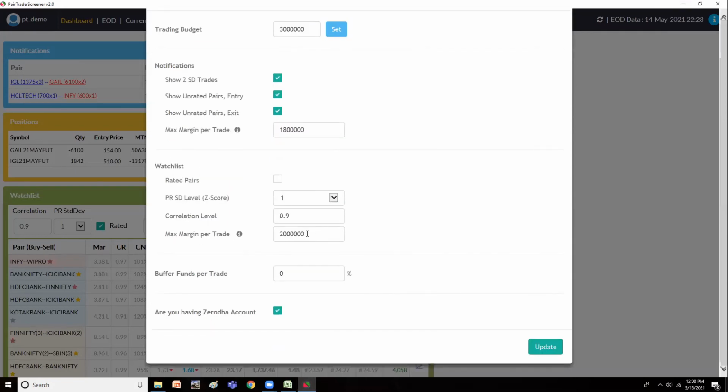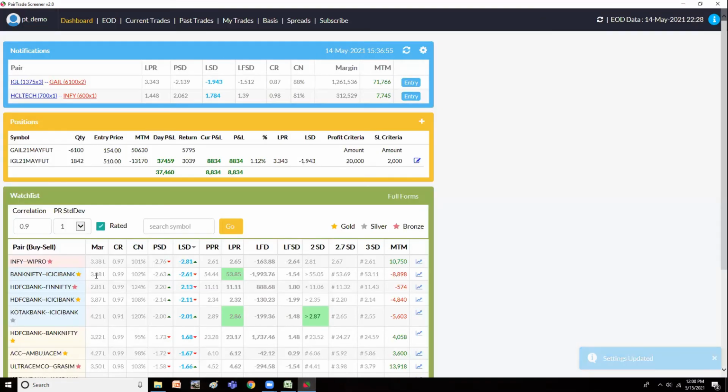So I could define, okay, I have only a budget of 5 lakhs. I don't want to see anything which is above 5 lakhs. Right. So I just say update. So only pairs which are within 5 lakhs are displayed here.